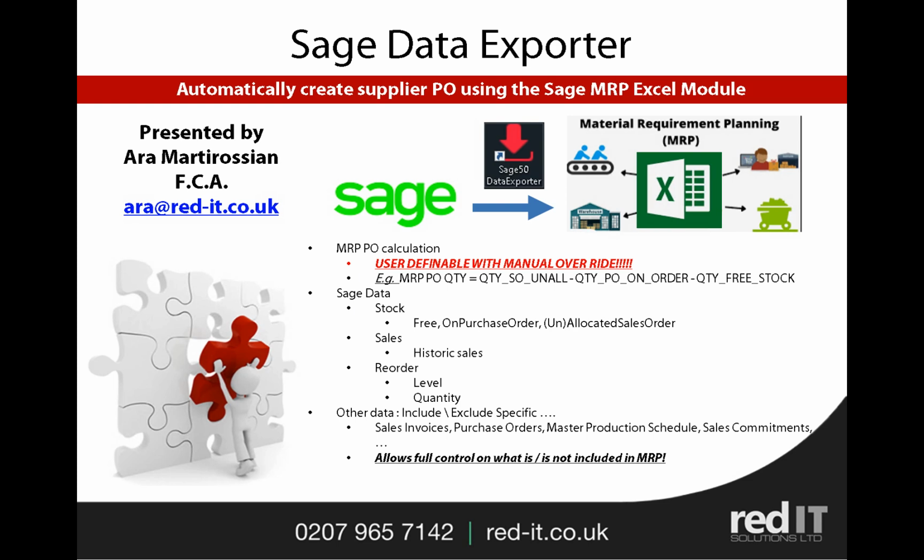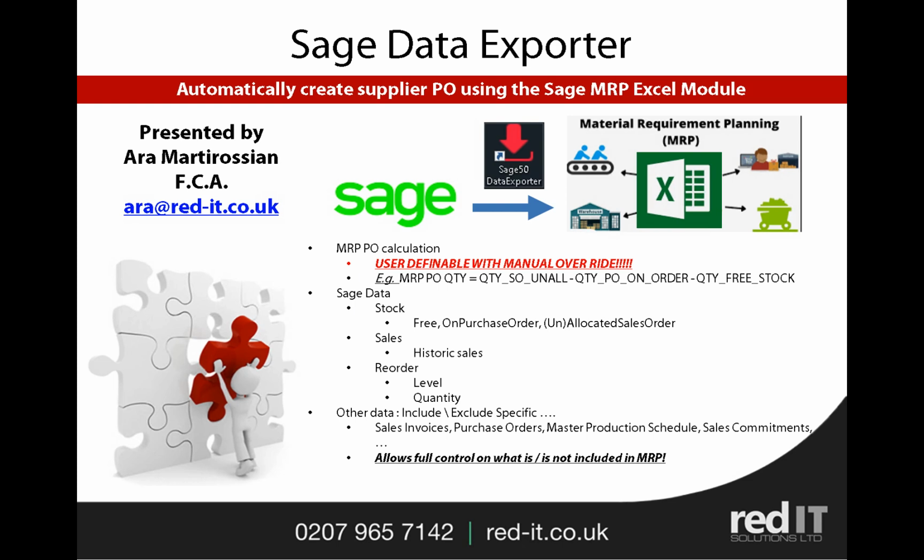As far as Sage is concerned, Sage 50 contains most of that data. It has information about the stock in terms of what's free, what's on purchase orders, and what's on allocated sales orders, not what's on unallocated sales orders, but I'll come on to that in a minute. As far as sales is concerned, it has details of all historic sales, so that could be used for trend analysis and predictions. And as far as stock levels are concerned, there's also a reorder level, so you know what the stock reorder levels should be and what the minimum order quantity should be when you're placing a purchase order on a supplier. We'll use both of those in the demonstration in a second.